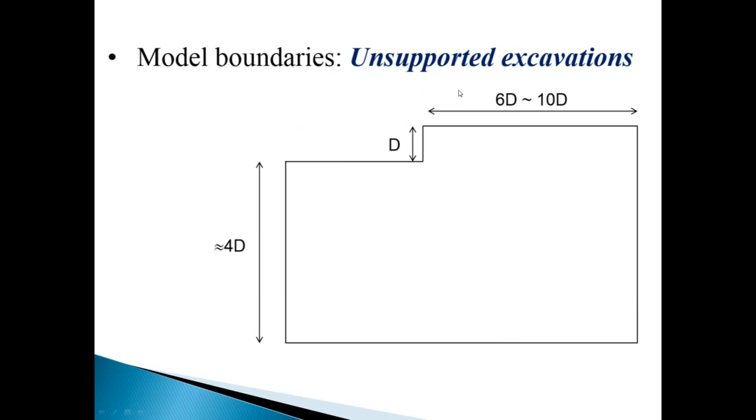So here's a good one for unsupported excavations. The good rule of thumb is if you keep your boundary conditions within these ratios, it'll be a good middle ground. So it won't be so big that your analysis will be much longer than it should be, but it won't be too small where you'll miss out on certain things that you want to keep track of closer to your excavation or to the point of interest.